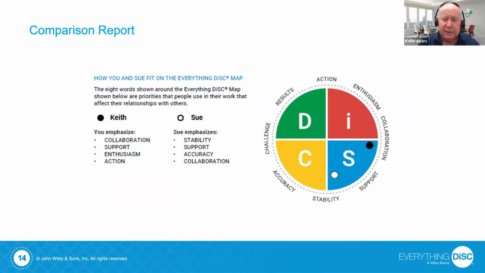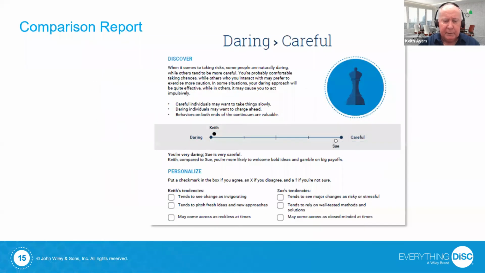Okay, so looking at the actual report, what the comparison report does is it compares you on 9 continua.